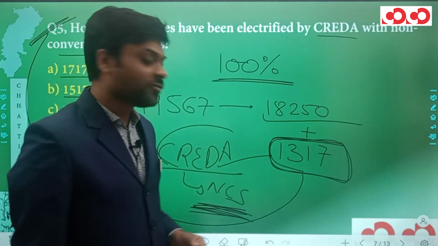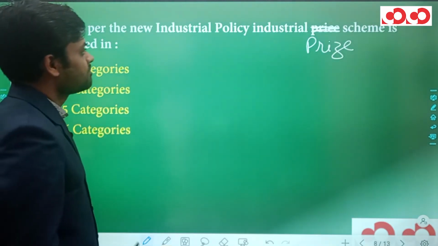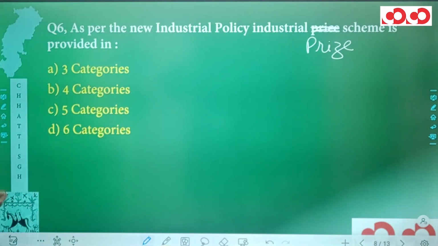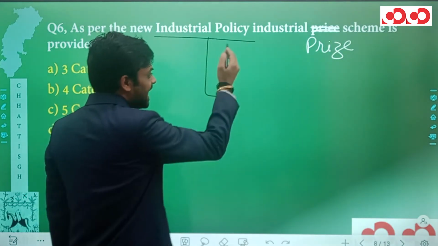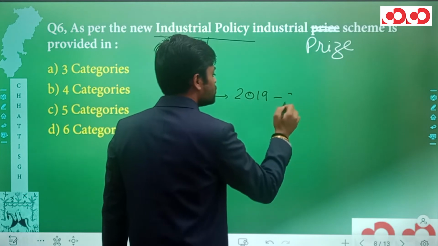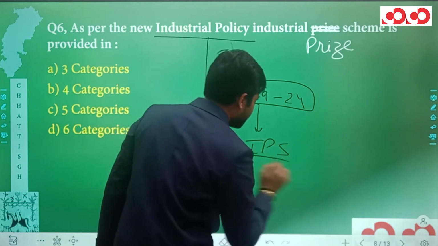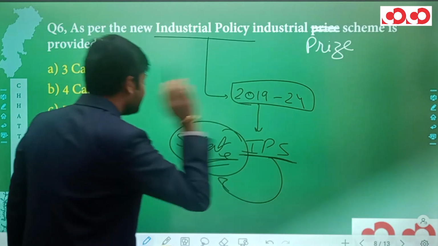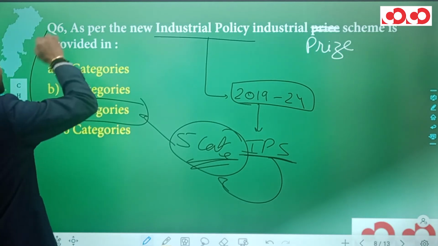So this was all about the fifth question. Now we have a sixth question. As per the new industrial policy, the industrial price scheme is provided in 3 categories, 4 categories, 5 categories, and 6 categories are the options. Now let me tell you, according to the new industrial policy, which spans between 2019 to 24, the industrial price scheme is provided in 5 categories. How many categories? 5 categories. Since 5 is mentioned in option C, it is going to be the correct option for our sixth question.